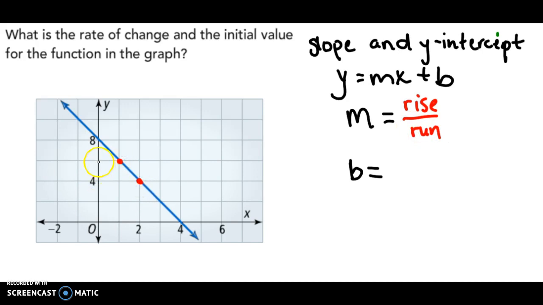And there's 2. So from this point here going down, we count up each unit is by 2. So from 6 to 4, we went down 2. As we go to the right, we go over 1 unit. So my rise over run is going to be -2 over 1, which is simply -2. Well, remember, the b value is simply where our graph crosses the y-axis. Where it crosses the y-axis is at 8. So there's my initial value and my rate of change.